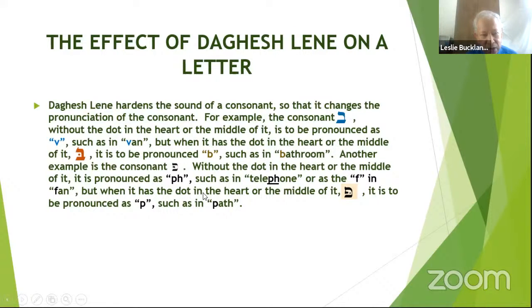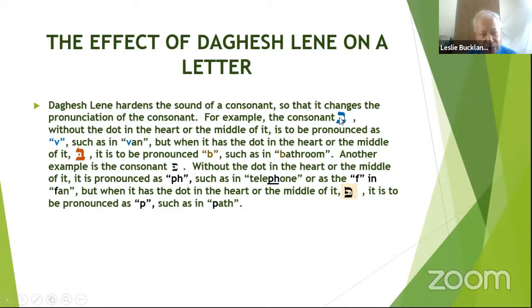But when it has the dot in the heart or the middle of it, as you can see here, this now is no longer Fe, but it is Pay. Notice the dot here in the middle. This one had no dot. Here is the dot, Dagesh Lenny. When it has the dot in the heart or the middle of the consonant, it is to be pronounced as P, such as in path.